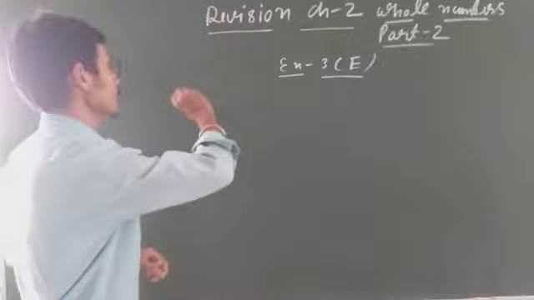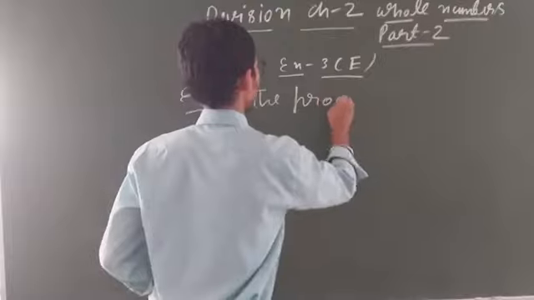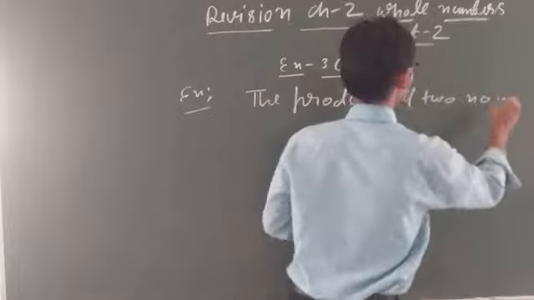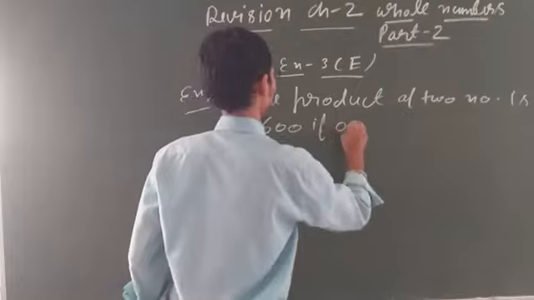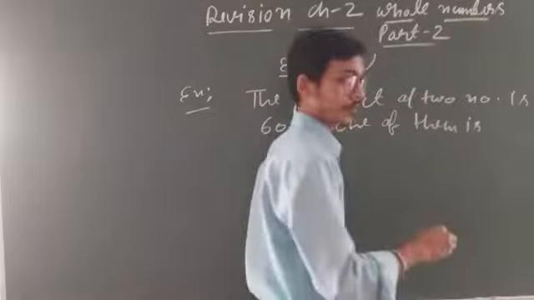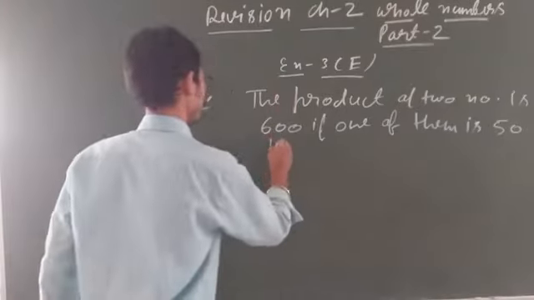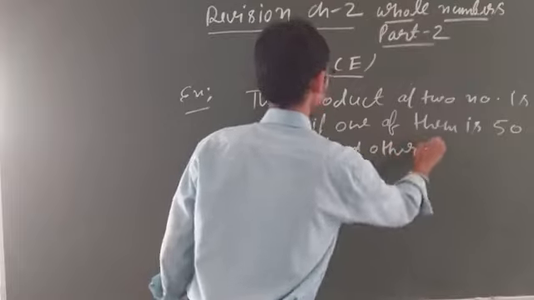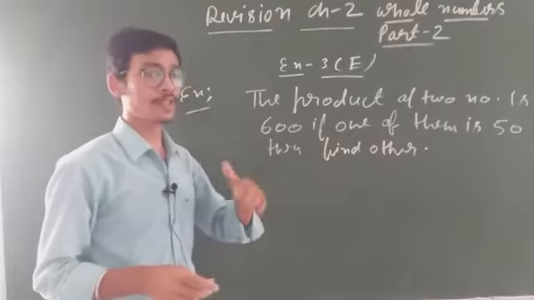Now, student, one question that always comes, I am giving an example: the product of two numbers is 600, if one of them is 50, then find the other. Many times this question comes in your examination, in your book it is given. So I am taking an example, on the basis of this you can solve the question.